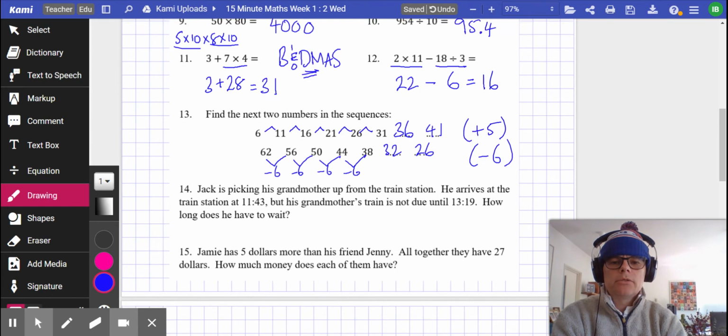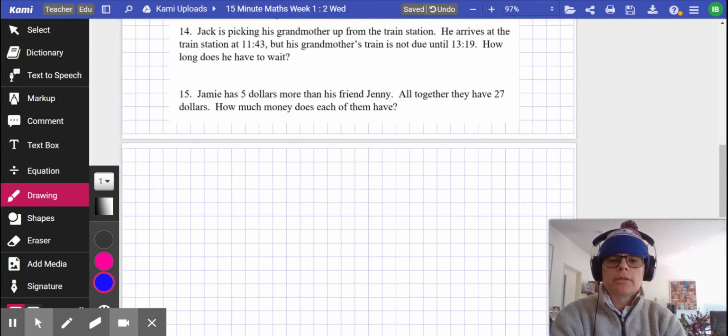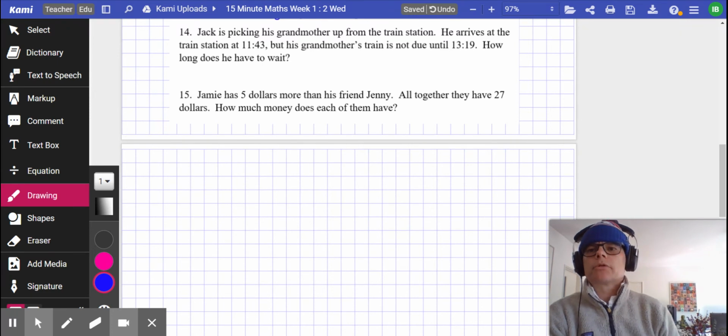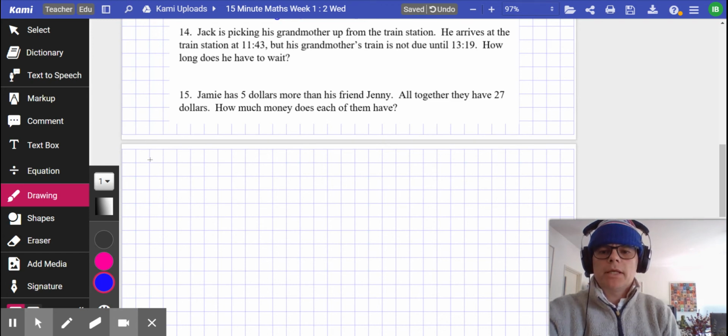And lastly, these two kind of questions I put at the end here, just to try and get you to think about mathematics and problem solving. Number 14, Jack is picking up his grandmother from the train station. He arrives at the train station at 11:43.